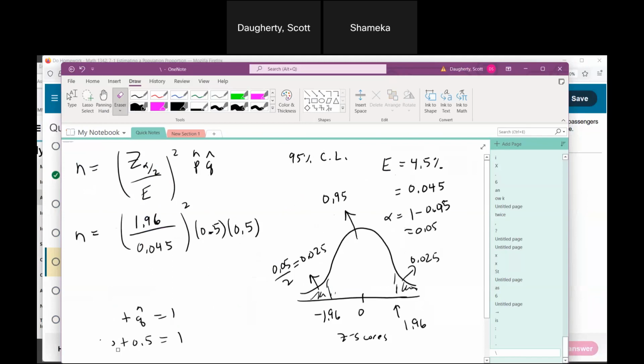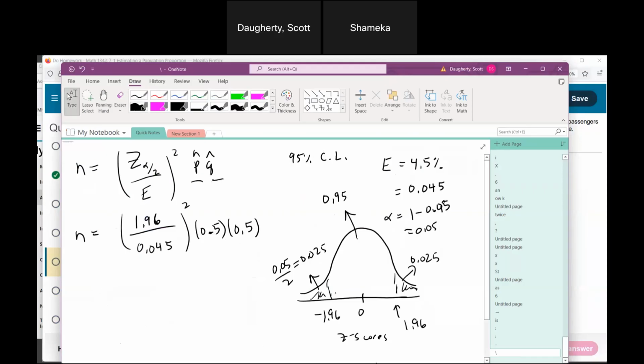If you don't know what the numbers are. Now, if you know what p hat and q hat are from a previous study that you've done, then maybe you want to use those numbers. But if you've never done a study before and you don't know what these numbers are, then we just say half here, half here. Okay.